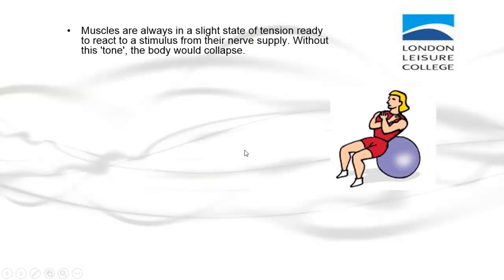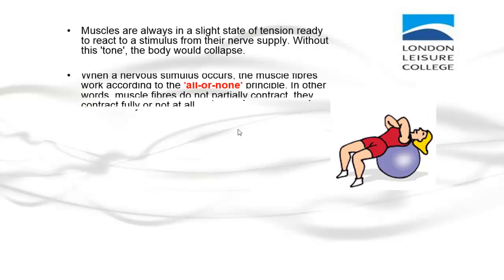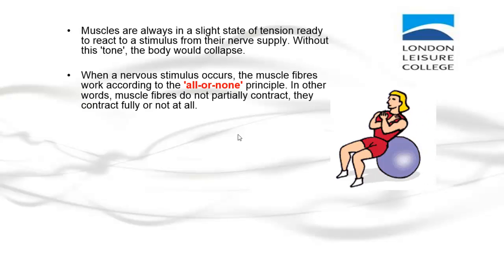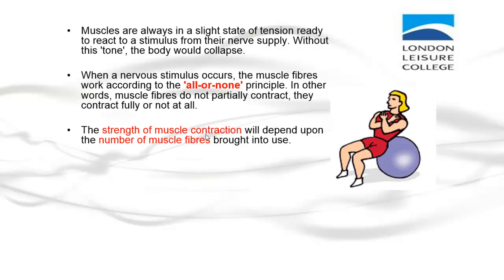Now, muscles are always in a slight state of tension, ready to react from their nerve supply. Without this muscle tone, the body would collapse. When a nervous stimulus occurs, the muscle fibers work according to what is known as the all or none principle. In other words, muscle fibers do not partially contract, they contract fully or not at all. The strength of a muscle contraction will depend upon the number of muscle fibers brought into use.